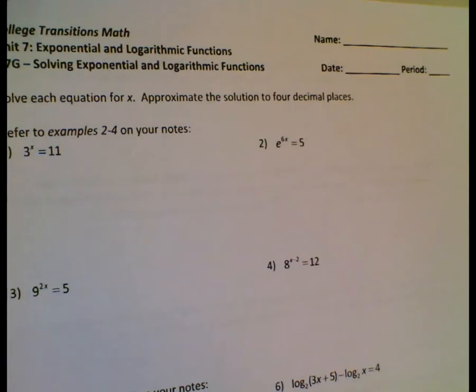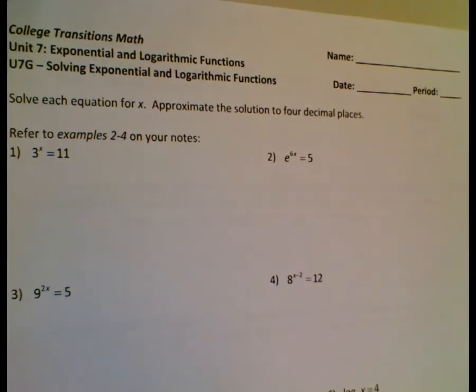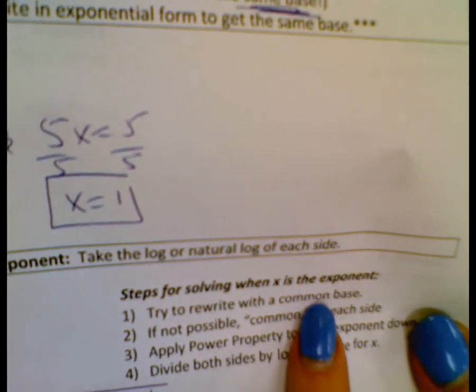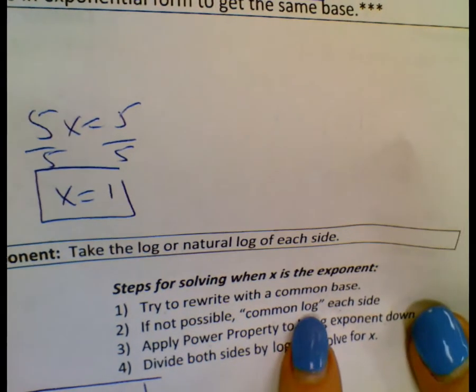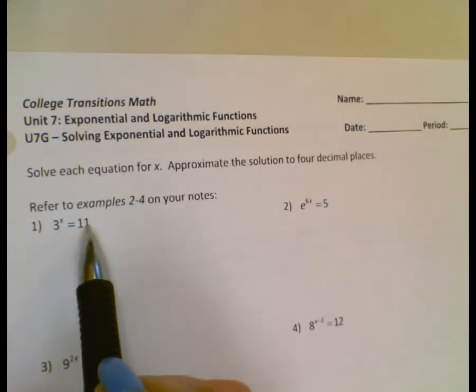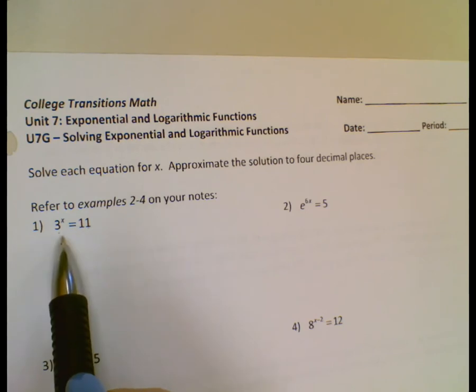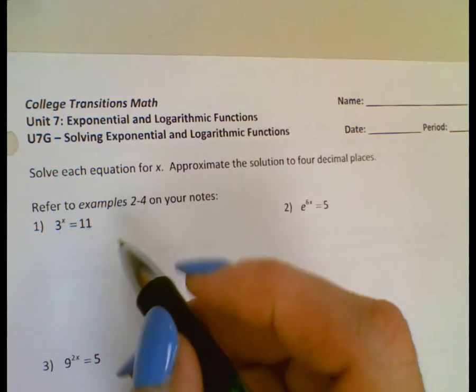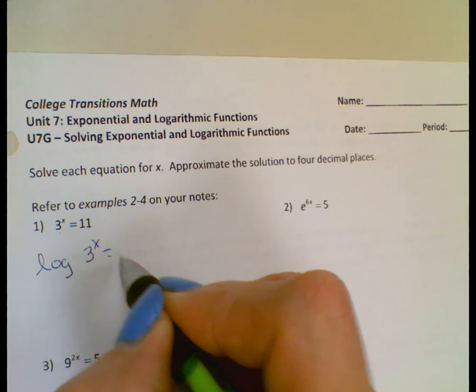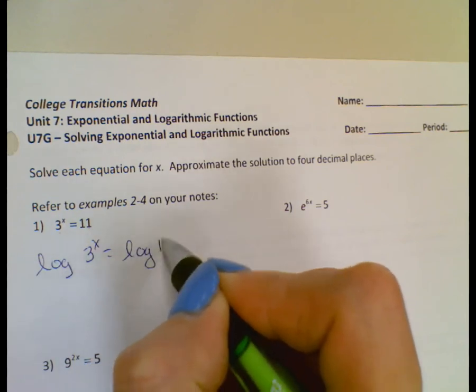And let's go right to our notes or homework on U7G. Refer to examples 2 to 4 on your notes. So here's examples 2 to 4. Refer to them. That's rewrite with a common base. If not possible, take a common log on each side. Okay? So is it possible to write these in the same base? No, it is not. So follow the steps. Rewrite with a common base. We can't. So it says if not possible, common log each side. So we're going to go log 3 to the x equals log 11.